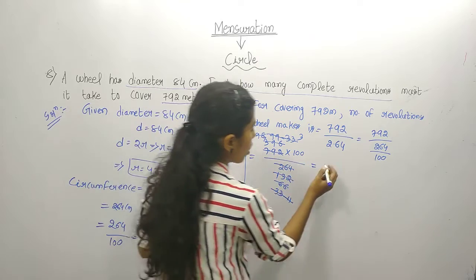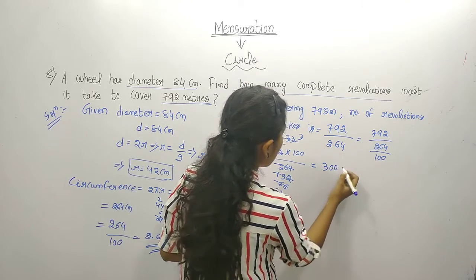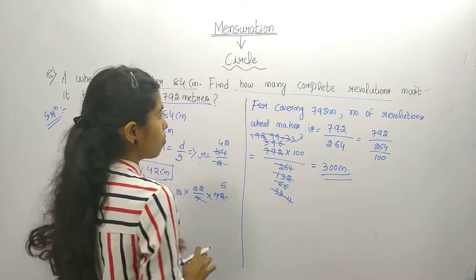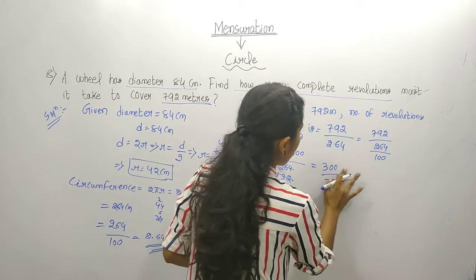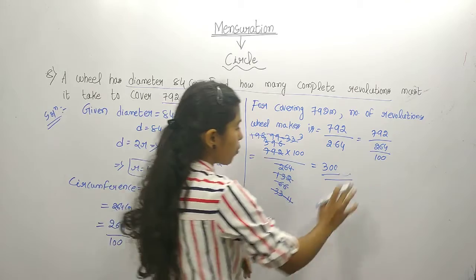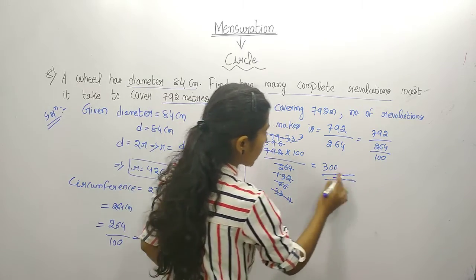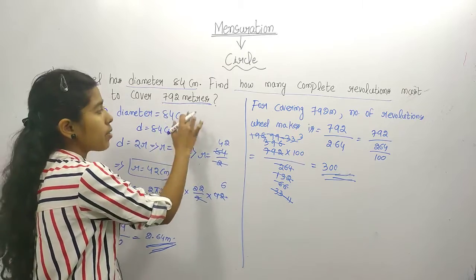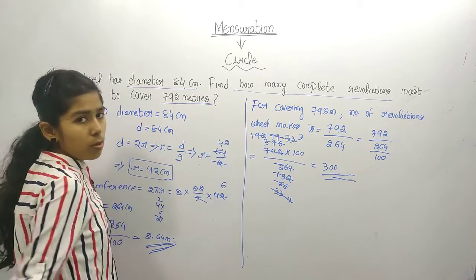So 3 into 100 is 300. We will write it in meter. So you are finding here the number of revolutions. So it will make 300 revolutions to cover 792 meters. Okay.